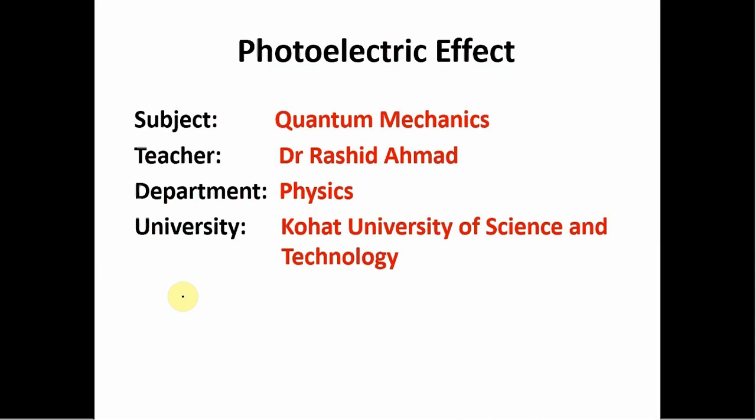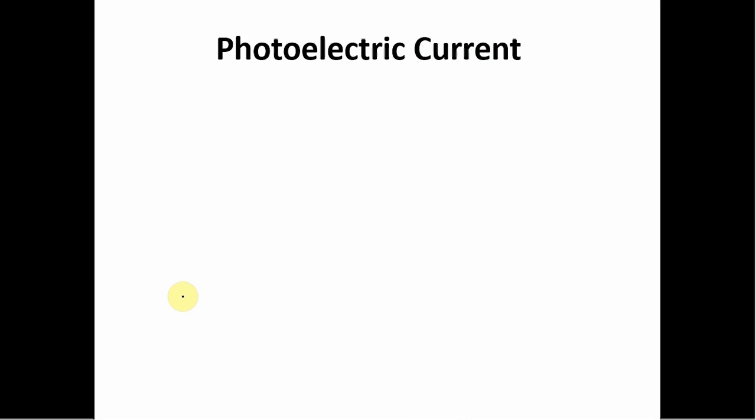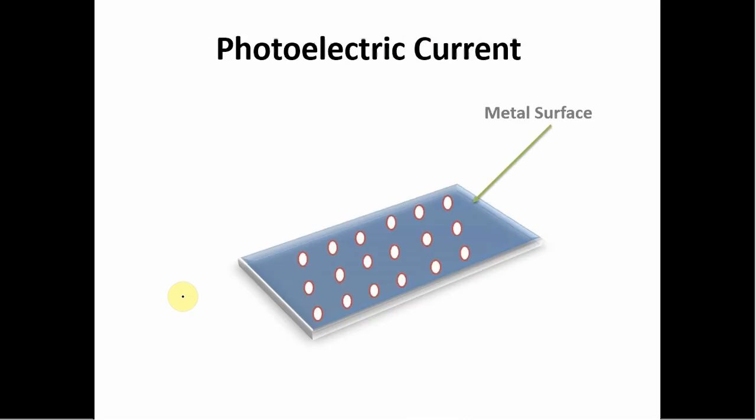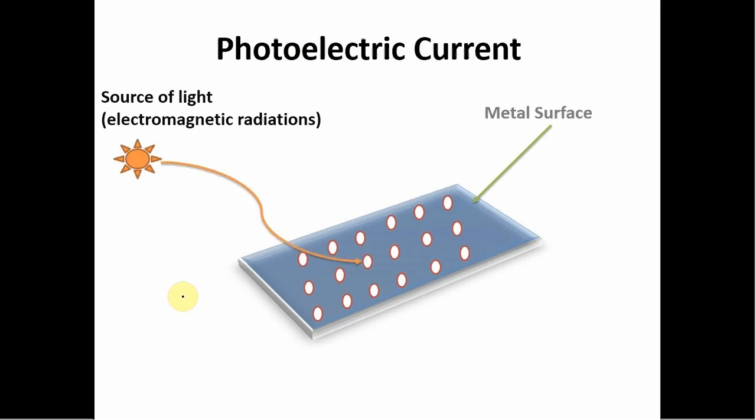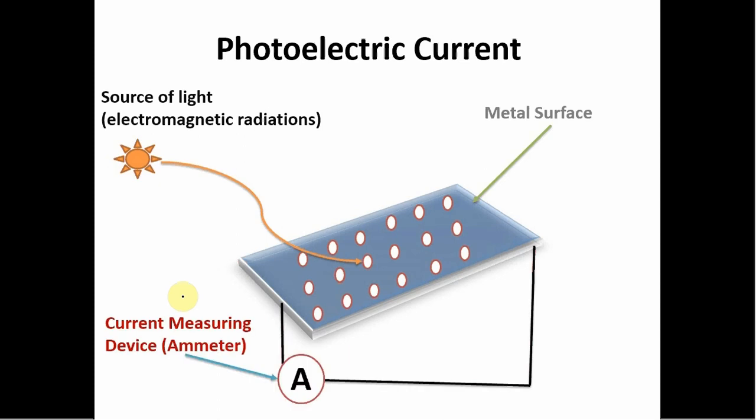We are going to talk about the phenomenon of the photoelectric effect, which is having a photoelectric current from the metal surface. So let's first understand how we can have photoelectric current from a metal surface. Let's assume that we have a metal surface and electrons are distributed all over the surface, and we have a source of electromagnetic radiation, and we make the electromagnetic radiation fall upon the metal surface. We have also connected this metal surface into a circuit where there is an ammeter in order to measure the current.